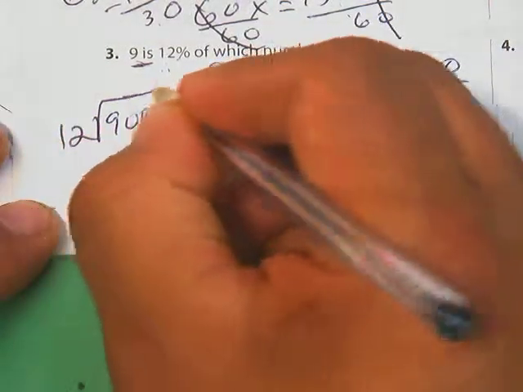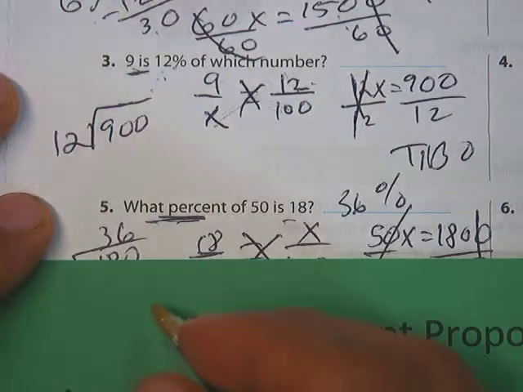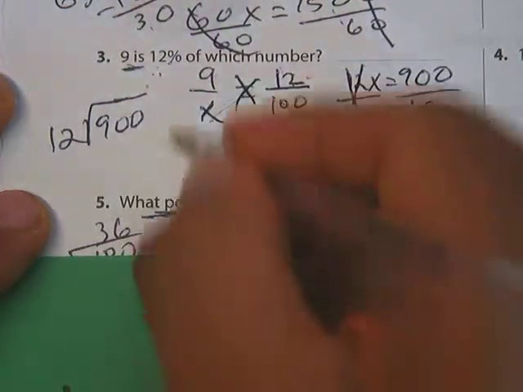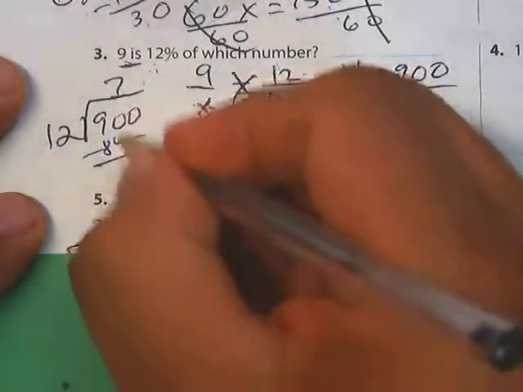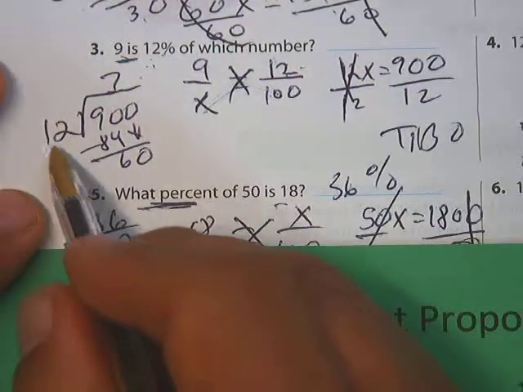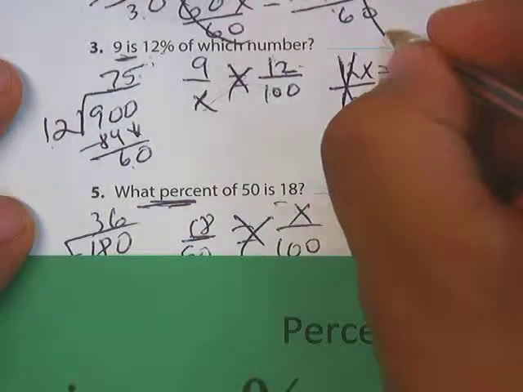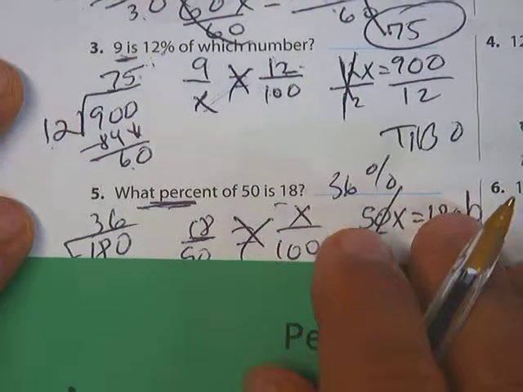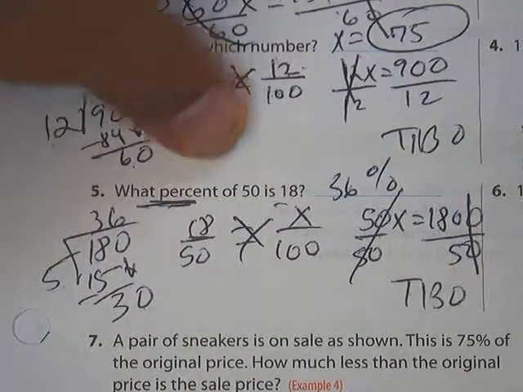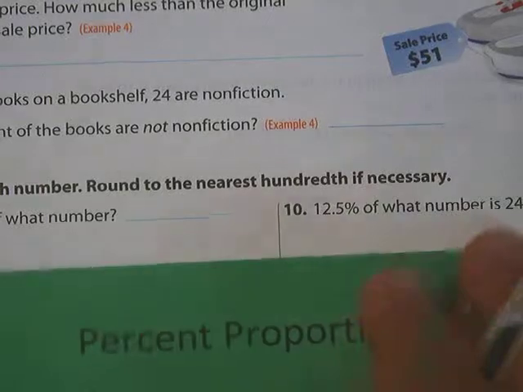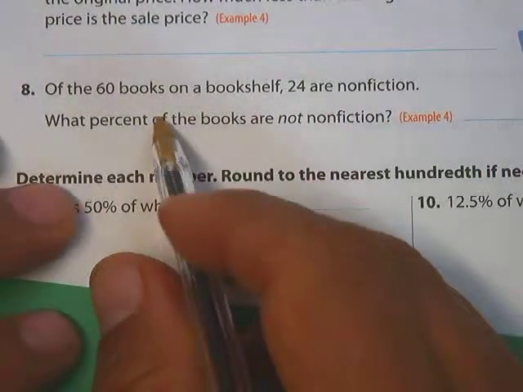And so now we're going to use TIBO. Top in, bottom out. So top goes in, bottom out. 12 into 90, well, 12 times 6, 72. 12 times 7, 84. So I guess we'll go by 7. 84. We subtract, that gives me 6. Bring down the 0. 12 into 60 goes in, 12 times 5 is 60. And so my answer is 75. Okay, x equals 75.